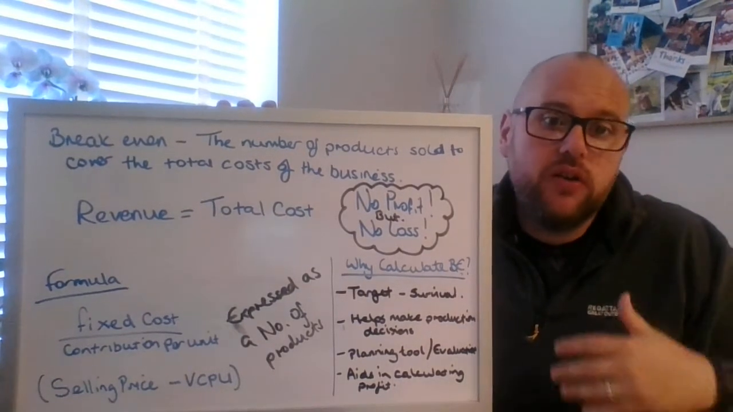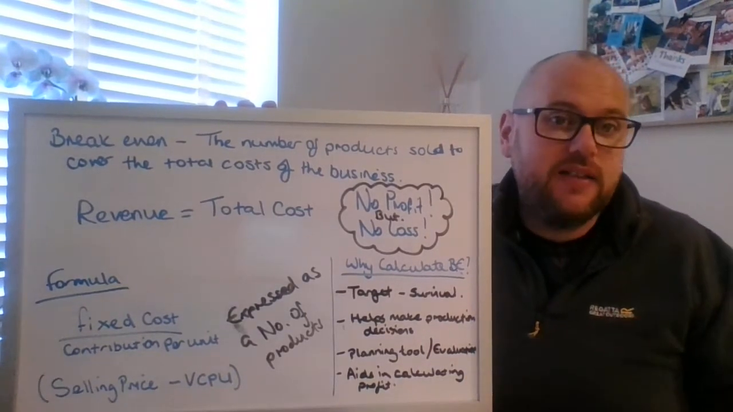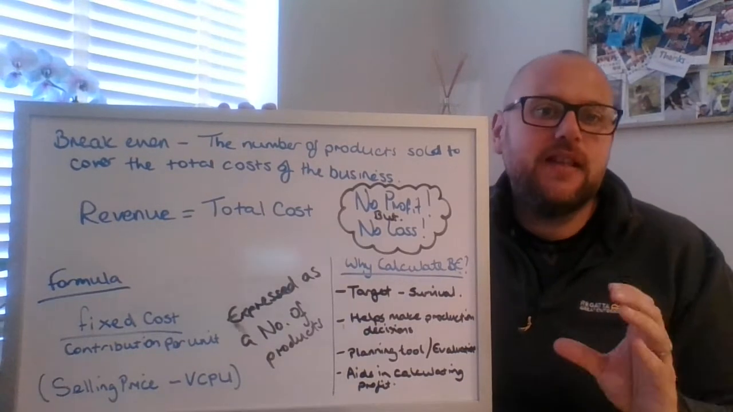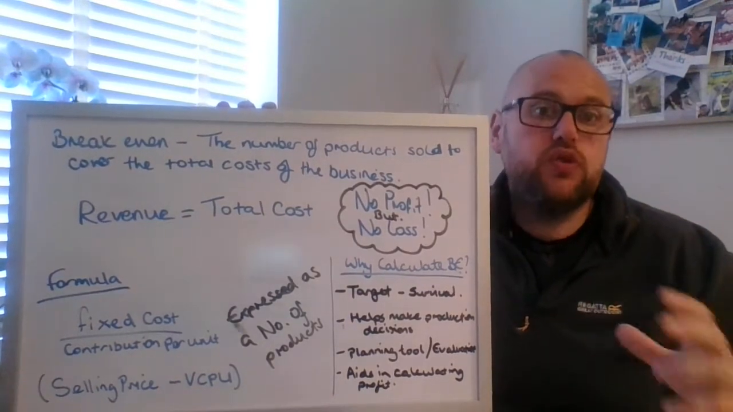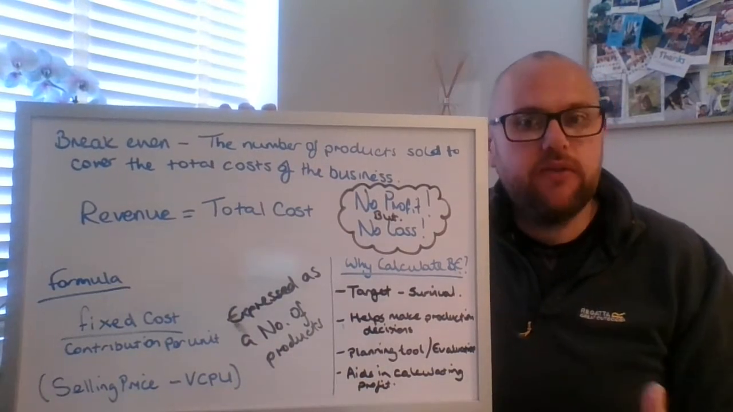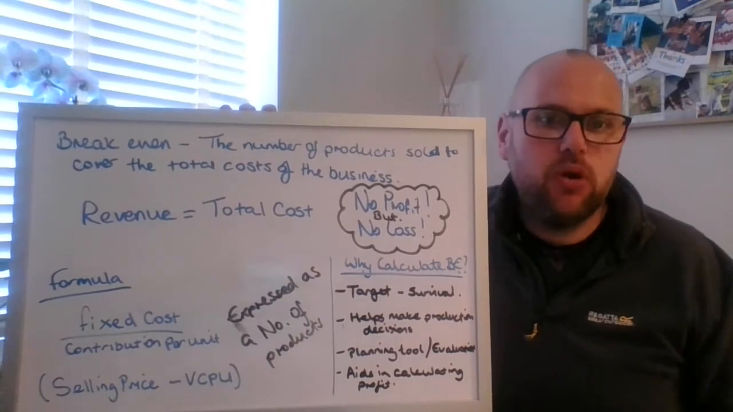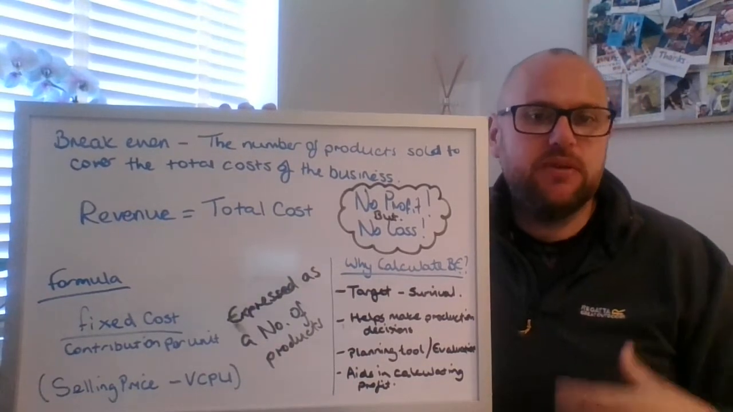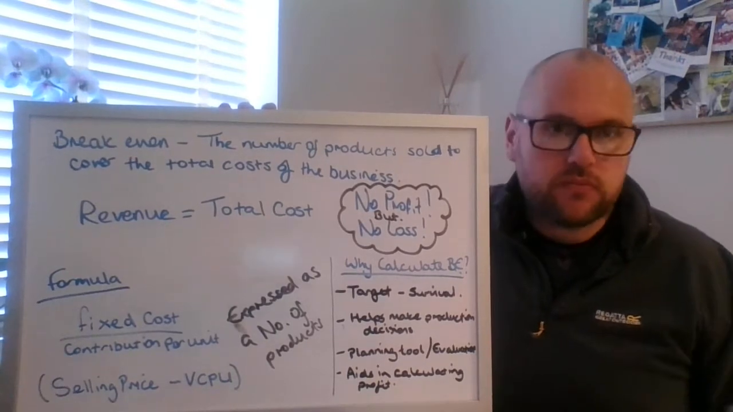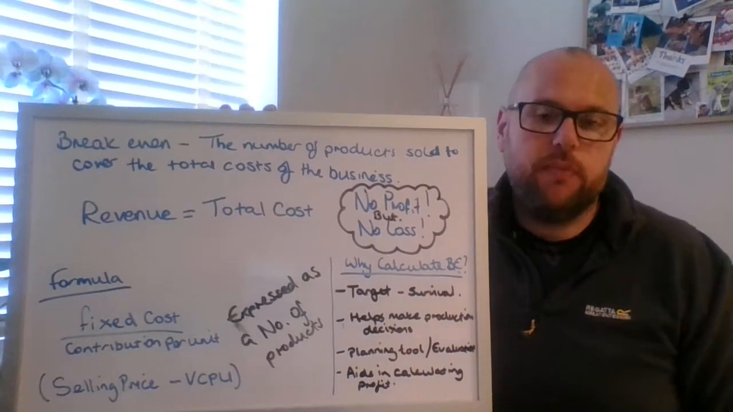I have to pay for regardless of how many sales I'm making, regardless of how many products I sell. I have to pay for these. So contribution is the bit that's left over that contributes towards paying for those fixed costs. And once I hit break even, contribution per unit then contributes to how much profit I'm going to be making. So each time I sell a product, I contribute some money towards covering the fixed costs or towards my profit.